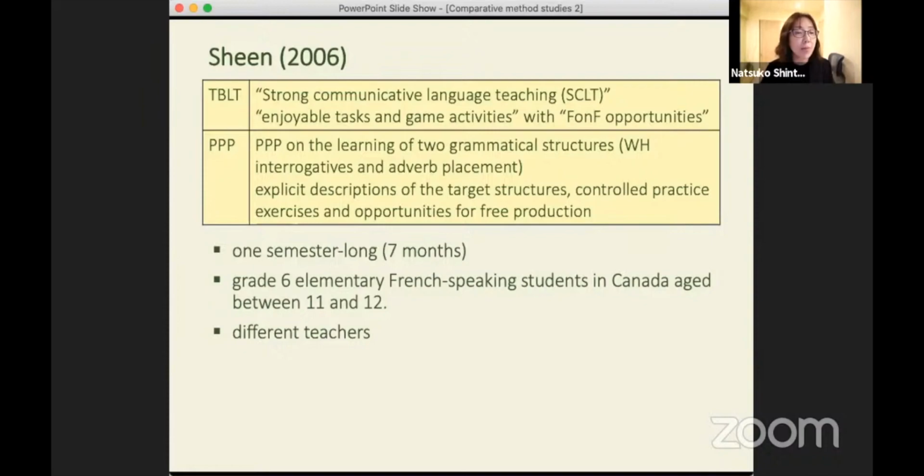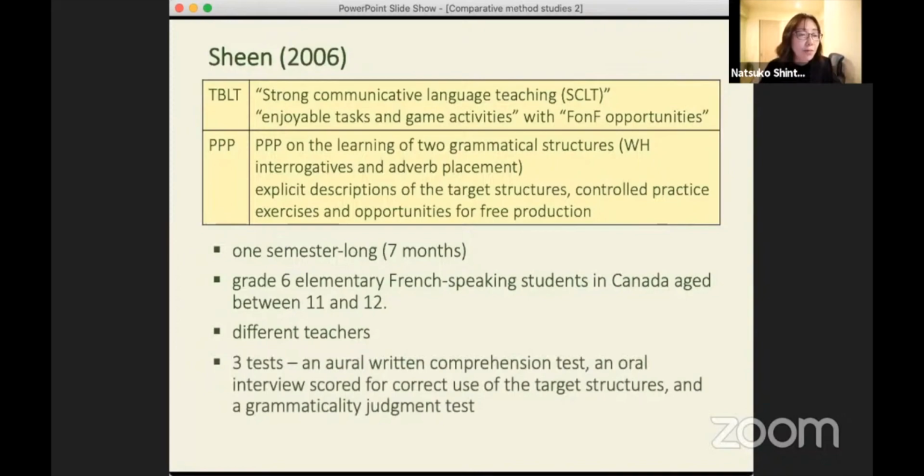Three tests were conducted to avoid test bias, and the oral production test showed the advantage of PPP over TBLT. However, because it is not clear what happened in the TBLT group, such as how often the students were exposed to the target structure, or how often they received feedback on them during these long 7-month lessons, we cannot see what actually made the different levels of learning for these two groups of students, right?